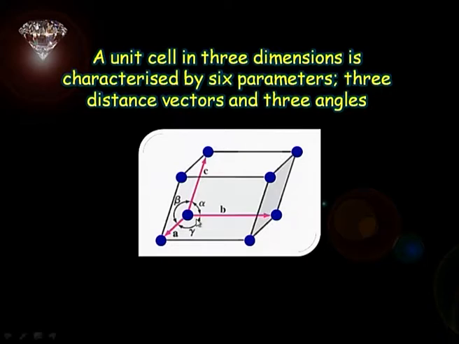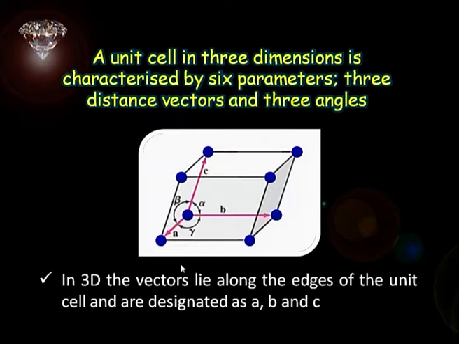There is a repeat distance in this direction, say the A vector, a B vector and a C vector, and also we have angles. The angle between the A vector and B vector is called gamma, between B and C is called alpha, and between C and A is called beta. That is the terminology, the convention we follow. So in 3 dimensions, vectors lie along the edges of the unit cell and they are designated as A, B and C.